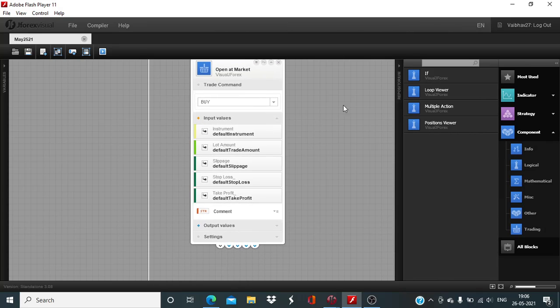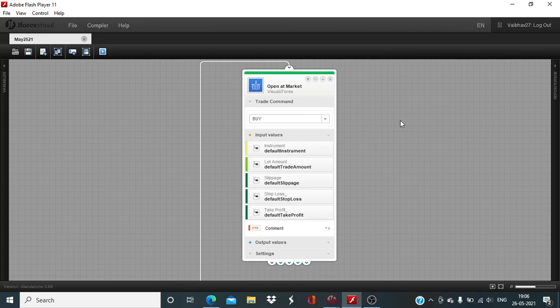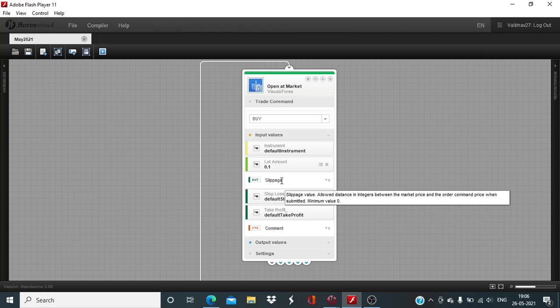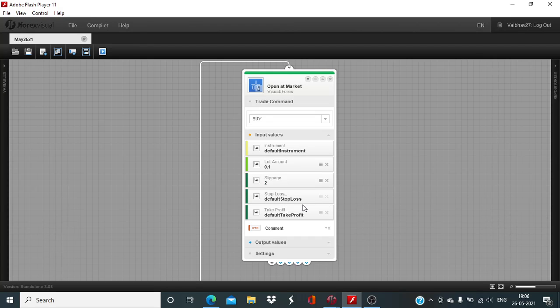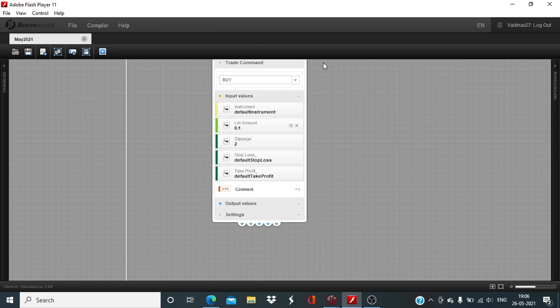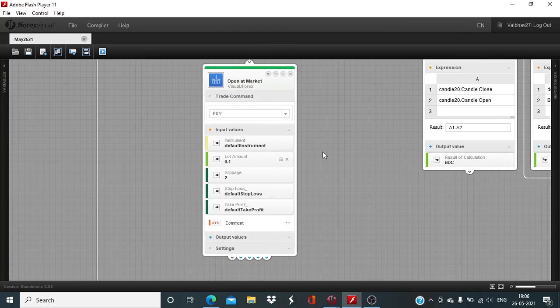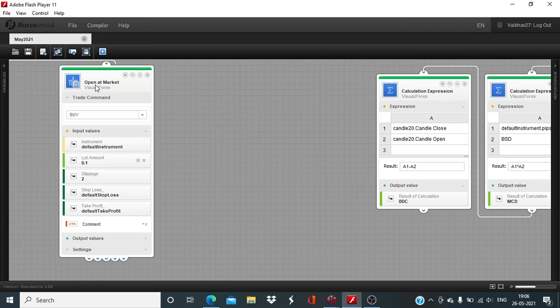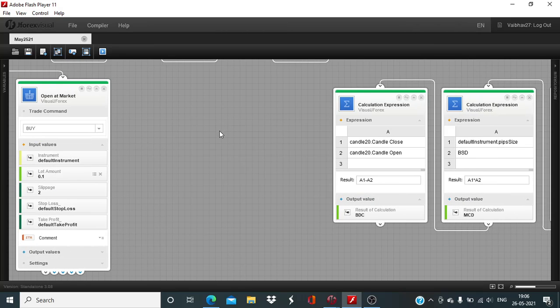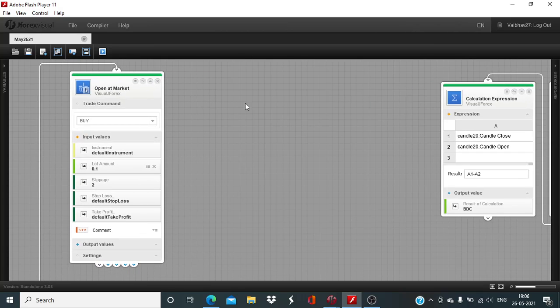Now coming to the parameters of this open market block, the default instrument will remain as it is. Trade amount, I will define at 0.1 million. Slippage is going to be 2 pips. Stop loss, we will be keeping the stop loss and target price dynamic. So whatever is the last hour candle close and opening difference, that will be our stop loss.